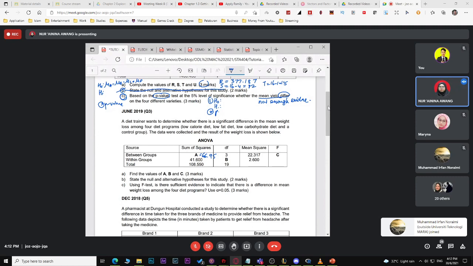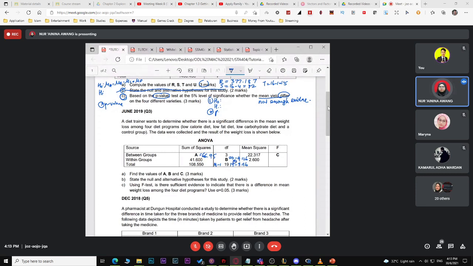And then for B, this is the degree of freedom for within group or for your error. Whether you know this is n minus 1, you know that n is 20. So in this case, 20 minus 4, you will get 16 for B. Or you can also just do 19 minus 3. You will get the same answer.